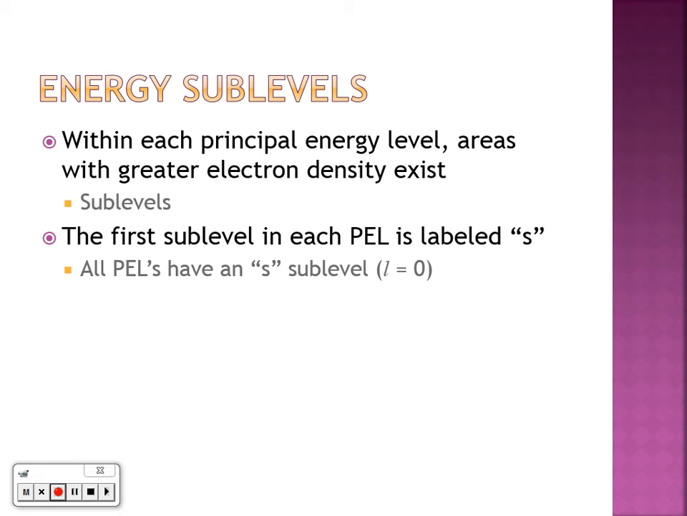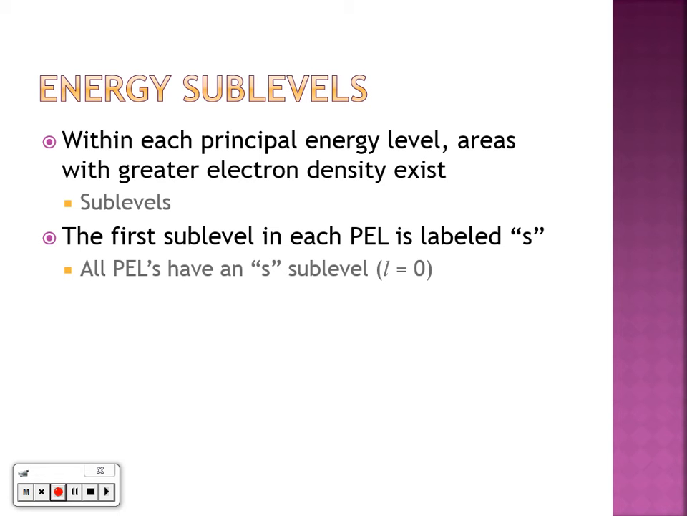Suburbs, right? Suburbs have greater population density than downtown Cleveland. People don't live in downtown Cleveland. More people are starting to live back in downtown Cleveland, but for the most part, not a lot of people live downtown. The population density is greater in the suburbs. Same thing is true in these orbitals that surround the nucleus. There are greater electron densities within these bigger areas.